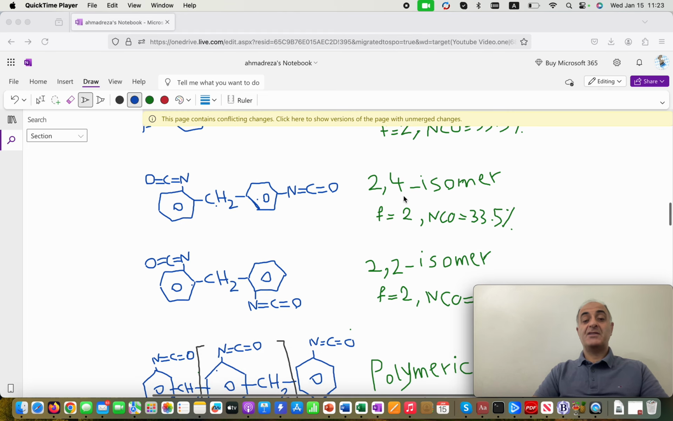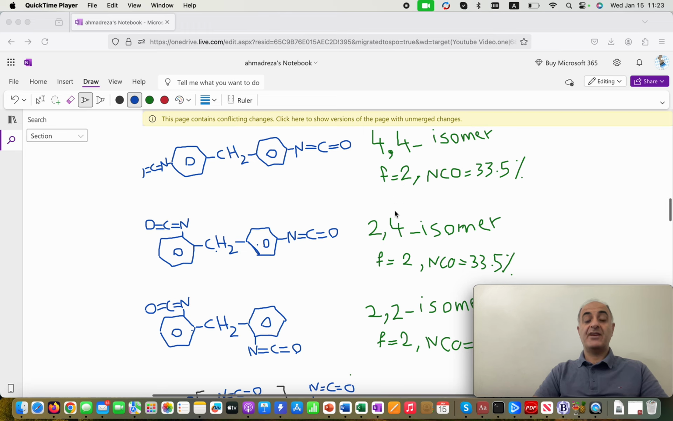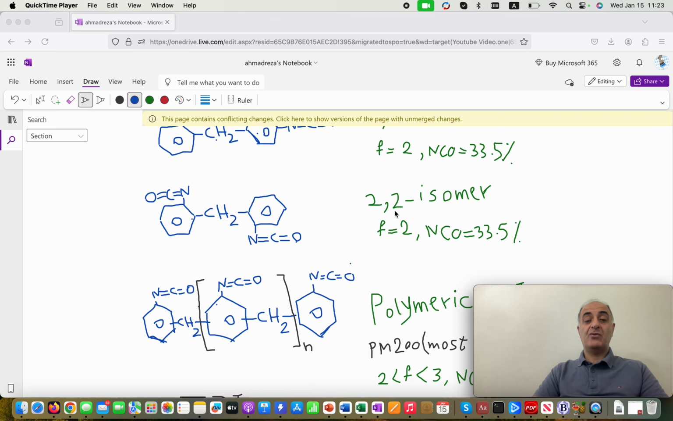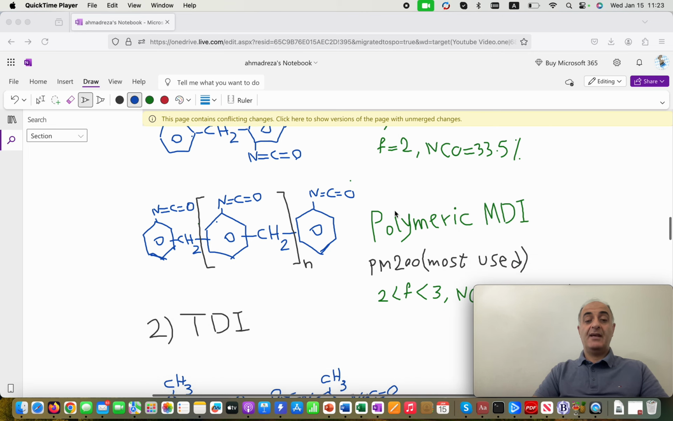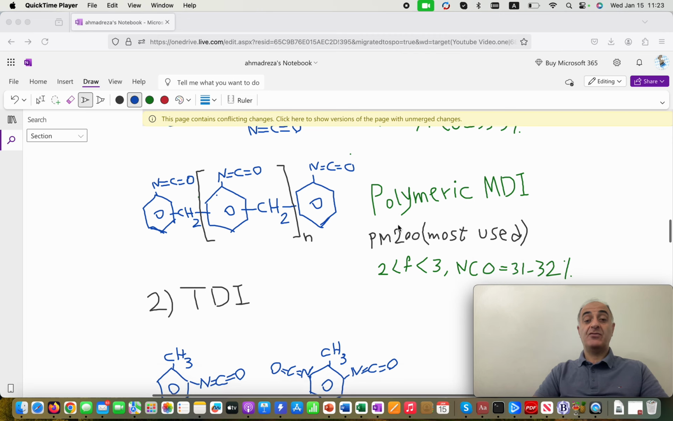The 2,4 isomer does not exist alone in the market, but it exists as a mixture with the 4,4 isomer in different ratios, depending on the application and requirements. As I said, the 2,2 isomer is not so important, and the amount is very low in the mixture. The polymeric MDI is used in the production of rigid foam because of its higher functionality.